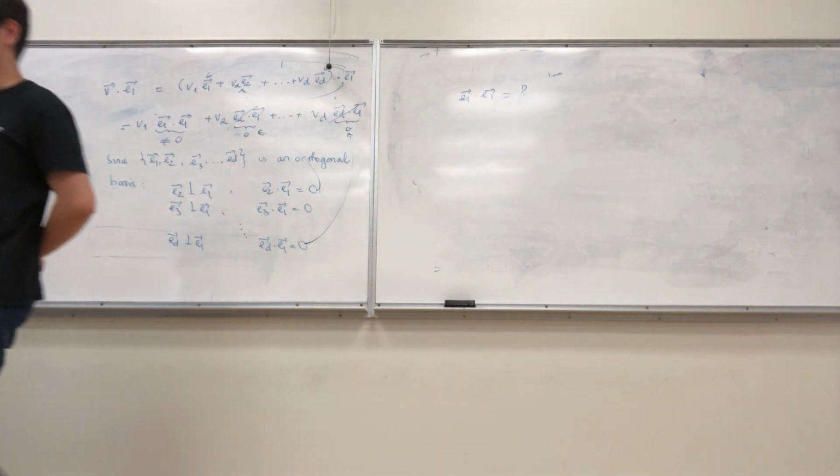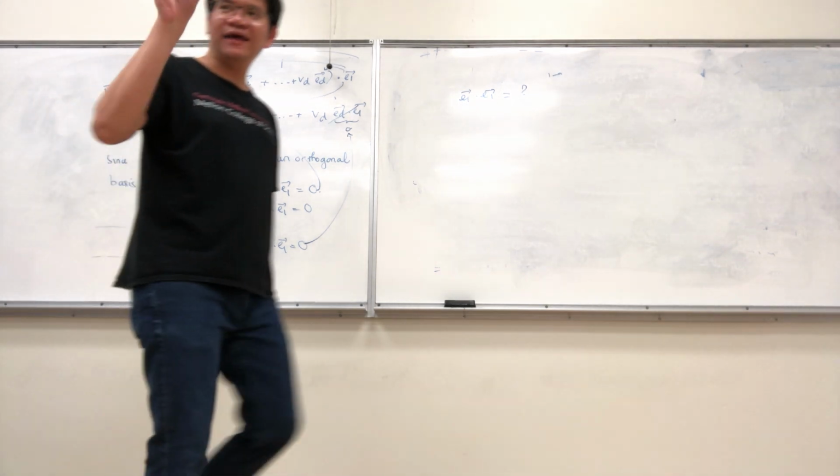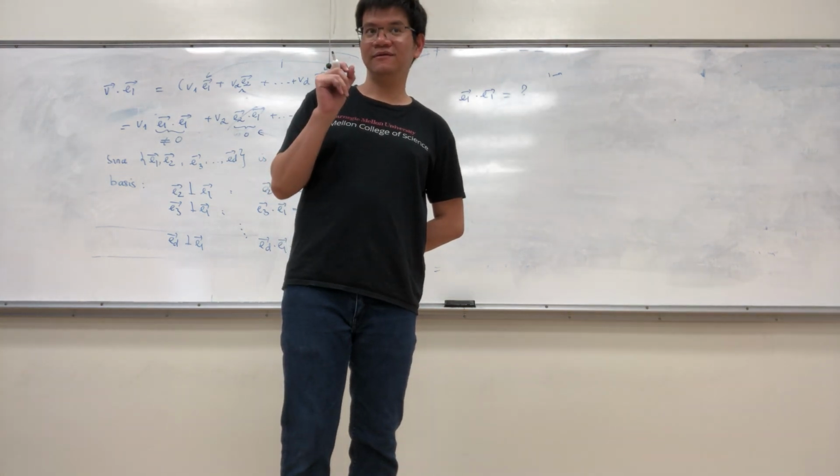I want an explicit value for E1 times E1. This is not really 1, because the length of E1 is not 1. So what is it? It's the square of the length of E1.